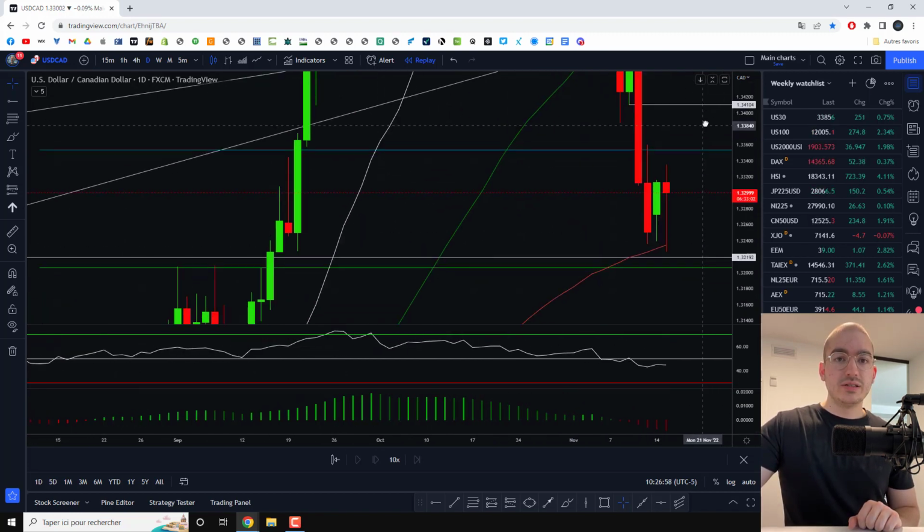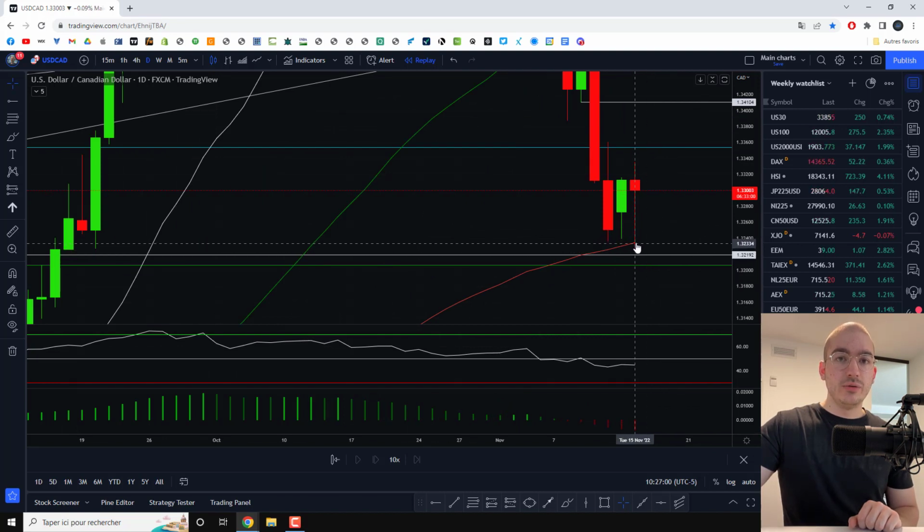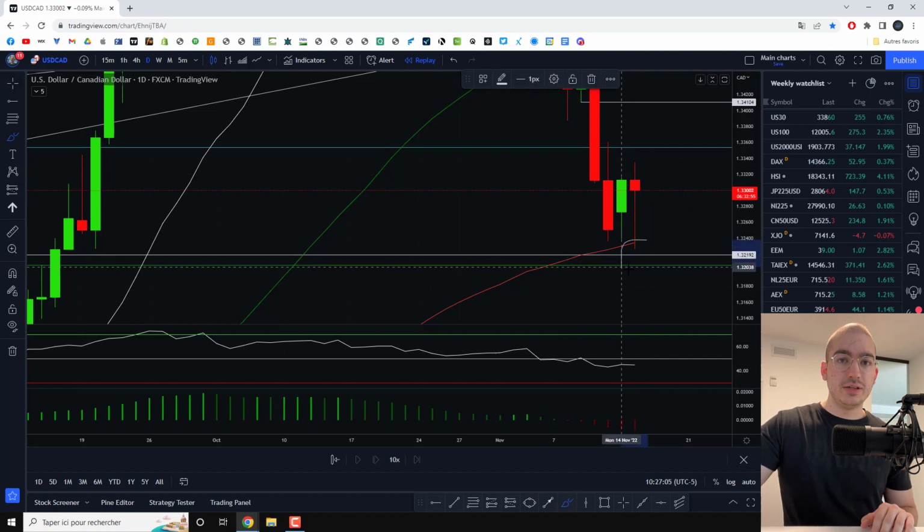Now as you guys can see, we did hit the moving average, which was really the first obstacle of this zone right here. So this was the first obstacle there. And we also had the low of last week, right? So this was overall a big level.